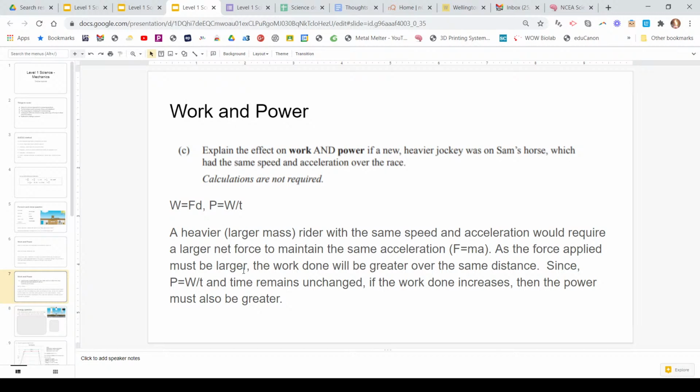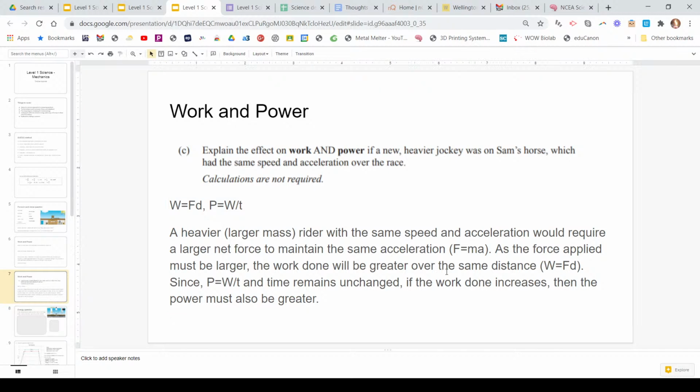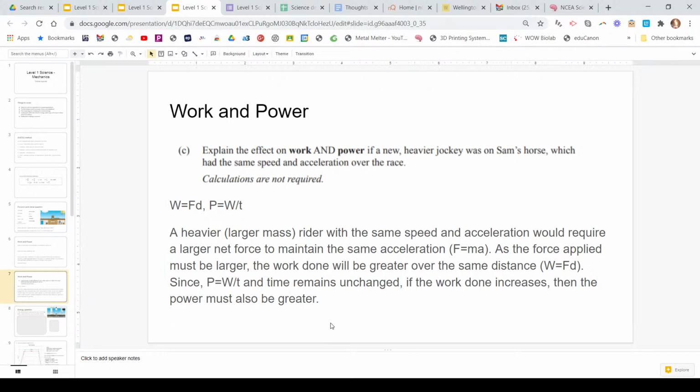As the force applied must be larger, the work done will be greater over the same distance. So that's using that formula, work done equals force times distance. And then if our work done or energy has increased, then because we've got that formula, power equals work done divided by time, and the time remains unchanged. That's an example of what I was referring to when I said if something stays the same, you've got to explicitly state that. If the work done increases, then the power must also be greater. So hopefully that gives you an example of how you might frame your answer to a question.